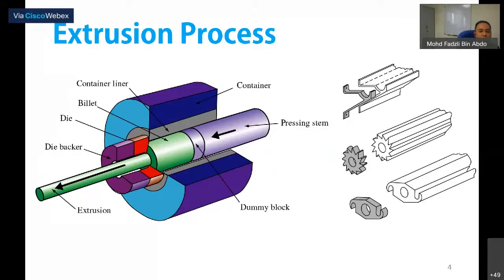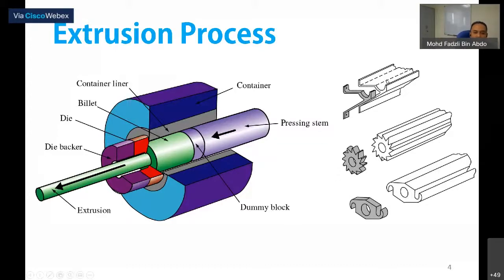Okay, this is the contoh dia extrusion process. Okay, kita presskan dia. Ini adalah final product. Okay, yang ni dummy block ni sebab kita nak jaga dia punya surface dekat sini daripada dia punya pressing stamp ni.